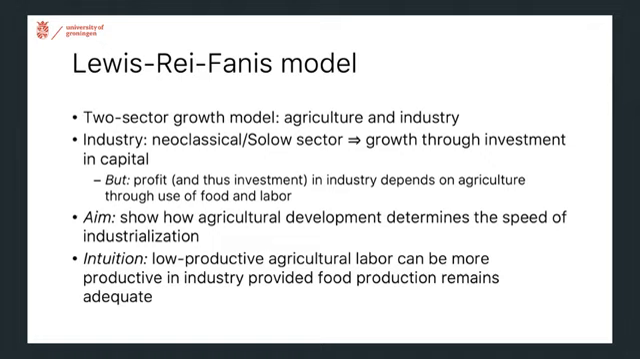Now, the aim of the Lewis-Ranis-Fei model is to show how developments in the agricultural sector determine the speed of industrialization. And the key intuition that we'll walk you through is that low productive agricultural labor can be moved to industry, and as long as food production remains adequate, this will lead to rapid industrialization.